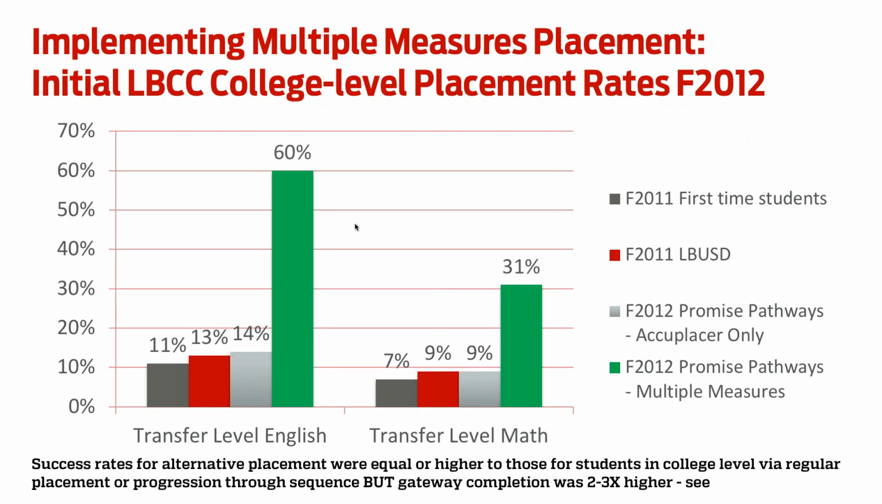So we go from placing 14% into transfer level English or college level English to 60%, 4 times as much. We go from 9% of students being placed in the college level math to 30%, 3 times as much. The success rates for those students were equal or higher to those for students who got to the college level course either via regular placement or progression through the sequence, but their completion of the gateway course is 2 to 3 times higher as a cohort. So they succeed just as much. Those students were always ready. These are the students that Lexa was referring to that the CCRC has identified as being likely to succeed in the course, but who are being kept out by the assessment. And once they have that opportunity, they're much more likely to complete the college level course.